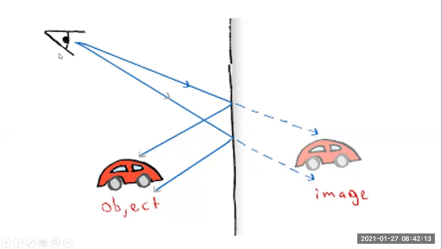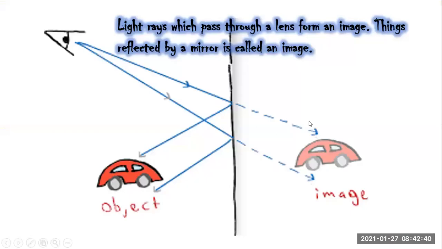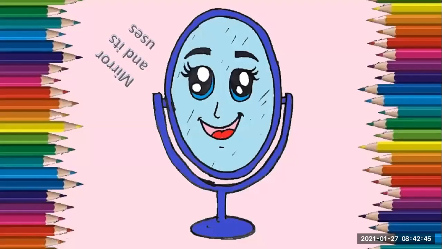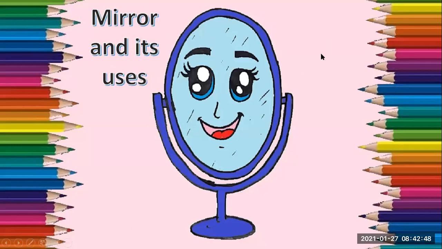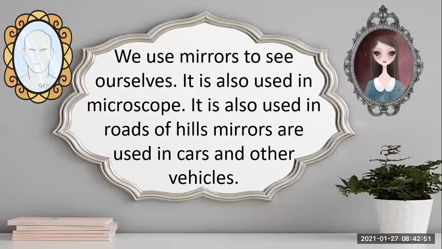Fine. So basically what is happening over here, you can see that light rays are striking or reflected by the mirror, then they fall on the object. As a result, the object can be seen in the mirror as well. So basically the object which we see in the mirror is not the actual object, that is the image of that object. Okay, so light rays which pass through our lens form an image which is reflected by the mirror. It is a mirror. Okay, so now we are going to learn about the uses of mirror.